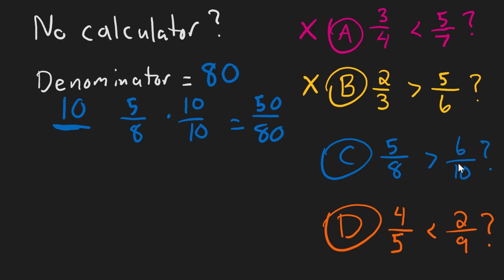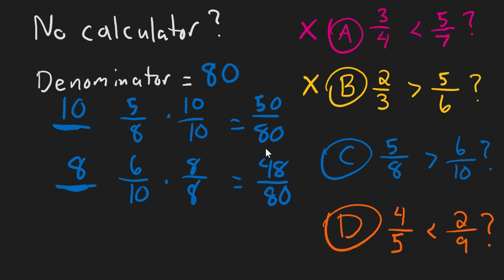Well, we ask 10 times what number is equal to 80? Well, 10 times 8 is equal to 80. And so to restate 6/10ths in terms of 80ths, we need to take 6/10ths and multiply it by 8 over 8. And then 6 times 8 is 48, and 10 times 8 is 80, and so 6/10ths is the same as 48/80ths. And now we can evaluate this inequality.